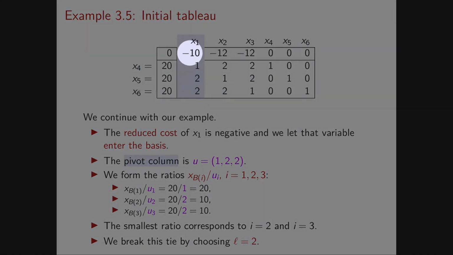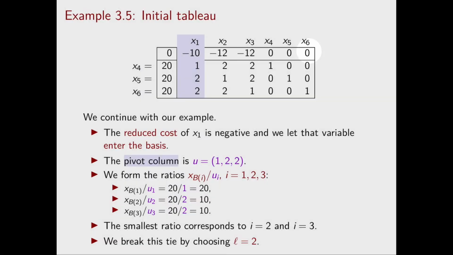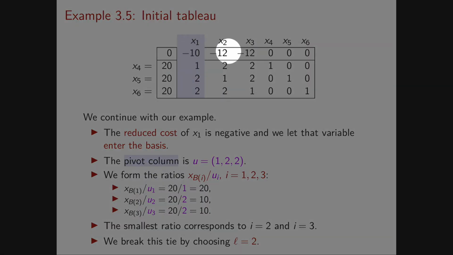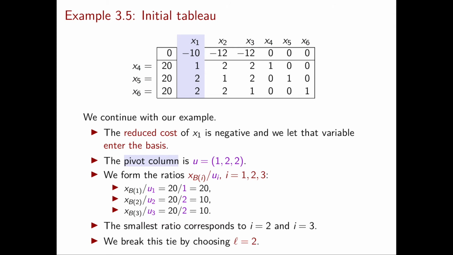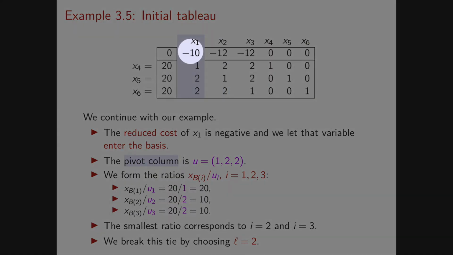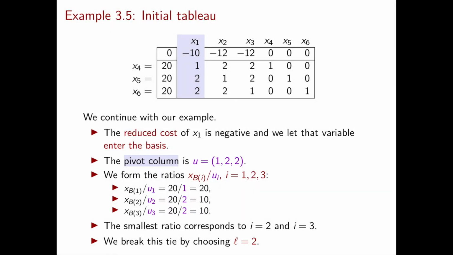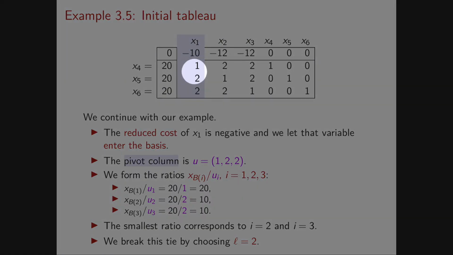The first thing we need to do is look at the reduced costs and see if there's any negative one. In this case, there are 3 negative ones. So in this case, our pivoting rule will tell us which one we should pick. In this example, we don't have any explicit pivoting rule. I will be your pivoting rule, so I will break all the ties as I want. In this case, I decide that we should have x1 enter the basis. So this implies that this is now my pivot column. The vector u then is 1, 2, 2.